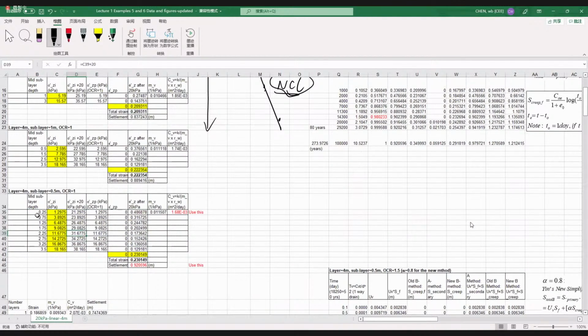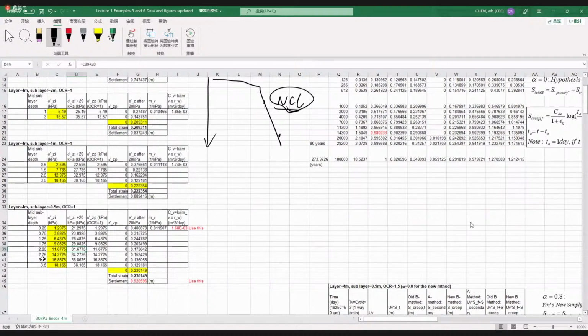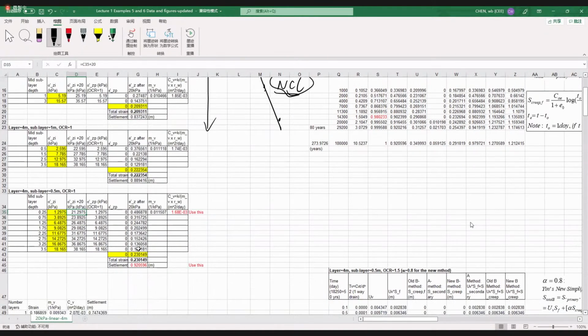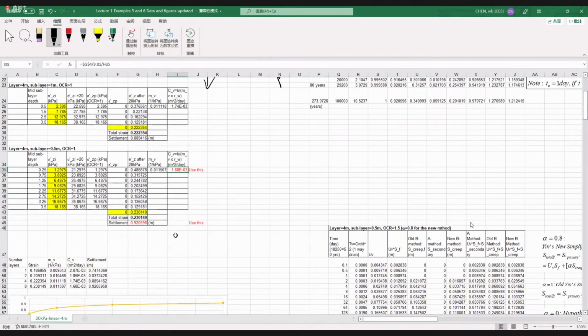Similarly, if the soil layer is divided into 8 layers, we just do the same thing. The only difference is the determination of the initial and final effective stress. The formulas are all the same. So with the total strain here, we can get the MV value, right? Because we know the change of the effective stress is 20. So the MV value can be easily determined. Then from MV, we can calculate the CV, as we discussed.